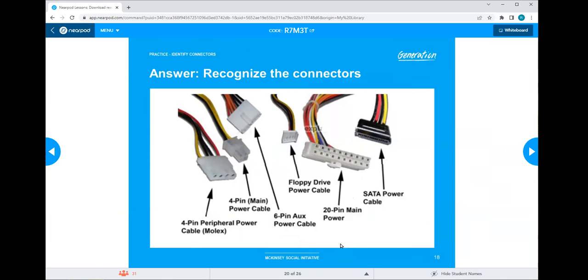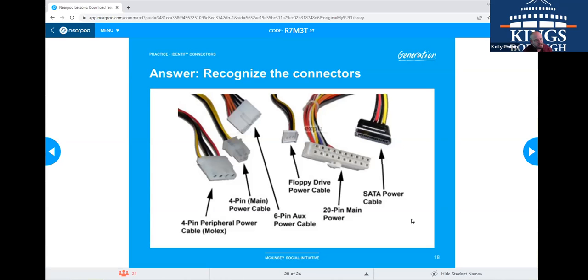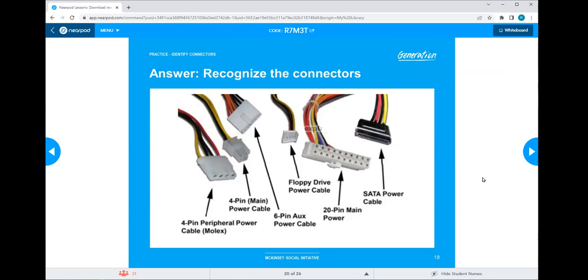I had a question before, when Kelly was presenting, because I wasn't sure if I could interchange the floppy with fan. It's a 4-pin power, but they can be used for fans, which you do hear it used for fans, but it can also be used for older floppy drives and things like that. Okay, very good. Thank you.